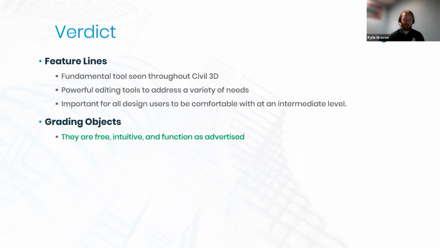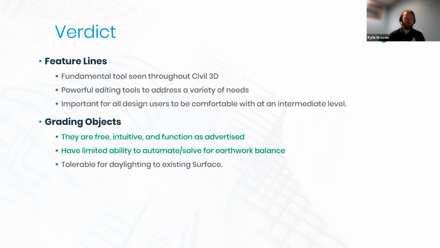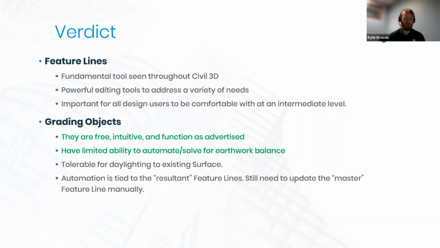For grading objects, they are free, they're reasonably intuitive, and they do function as advertised. You do have a limited ability to solve or automate for your earthwork balance considerations. That's going to be a key thread through today's webinar. We're talking not just how do we design this thing, but also how do we make sure that we don't have to truck in or truck out 200 truckloads of soil on a project, because that's one of our most expensive considerations in civil engineering design. They're pretty tolerable for daylighting to an existing surface. There's a couple of things you want to know about that process to get things to be stable.